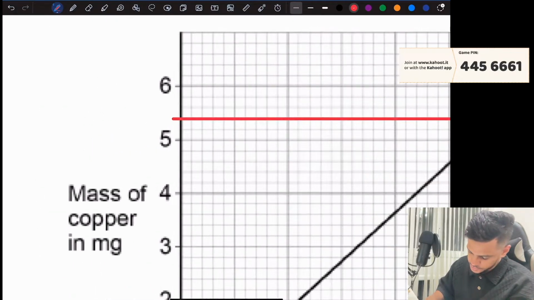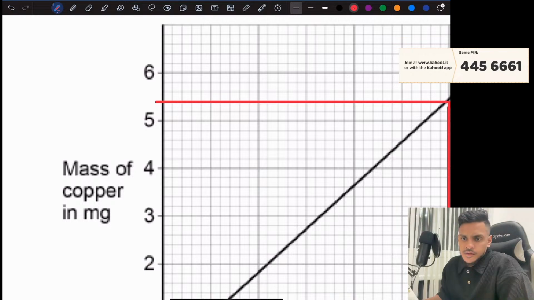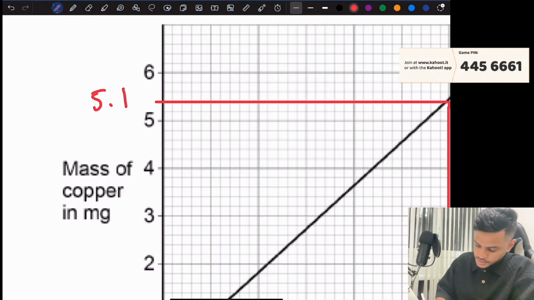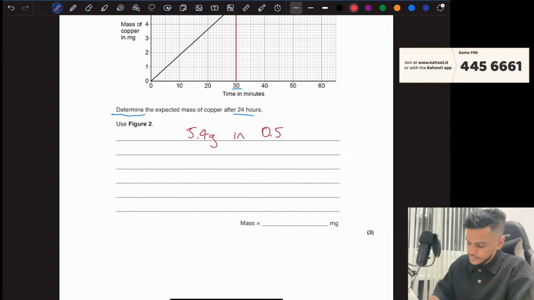Okay, so if we read that, what do you guys think? You don't need to use y equals mx plus c here. No, you don't. You won't be expected to do that in GCSE. That's 5.4. Yeah, well done, guys. 30 minutes, we'll say 0.5 hours. Okay, what do we want to do? We can work out what it is after 1 hour by timesing it by 2. So we'll times this by 2.